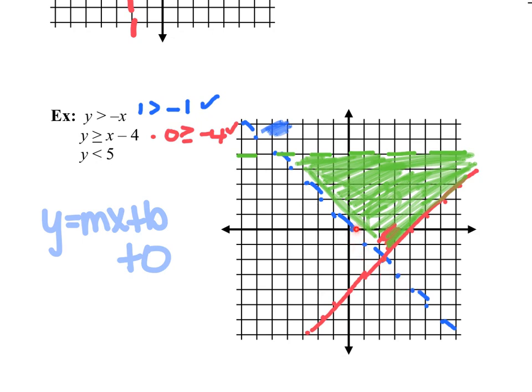Now because the blue line passed through the origin, you can't use the origin as your test point. So I used 1, 1. So I replaced y with 1, x with 1. But since it's negative, it made it negative. And it was true. So I shaded this side. But again, you can't go past this point on the red, and you can't go above the green. So that's your overlapping shaded region.